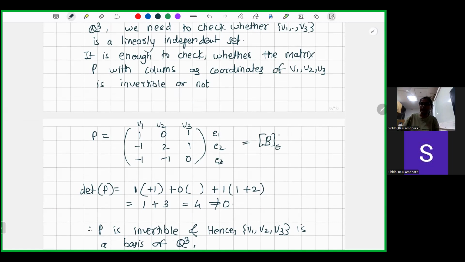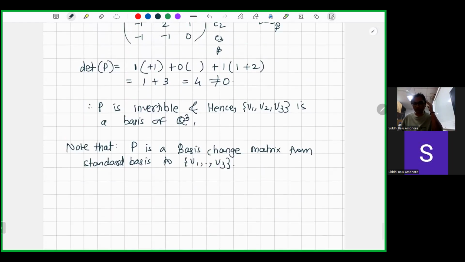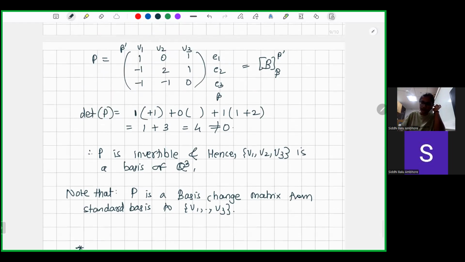So this is the basis change matrix from the standard basis. Suppose I call the standard basis epsilon, and I call this basis beta.